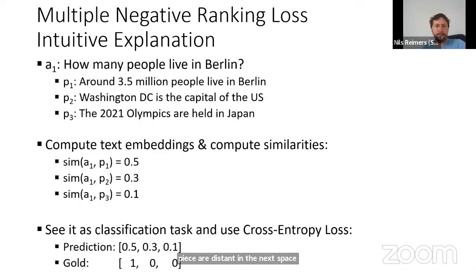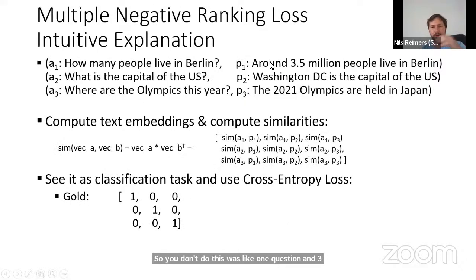So you don't do this with one question and three candidates, but you always have these pairs in a batch. So you have question and answer, question and answer, question and answer. And then you compute all the embeddings for all the questions and all the answers. And you compute all the possible similarities between all pairs of all questions and answers. And you see it as a classification task where you say A1 should match with P1, so it should be close with P1. A2 should be close with P2, and A3 should be close with P3. So you have ones on the diagonal, and then you can just train it with standard cross entropy loss like any classification model.